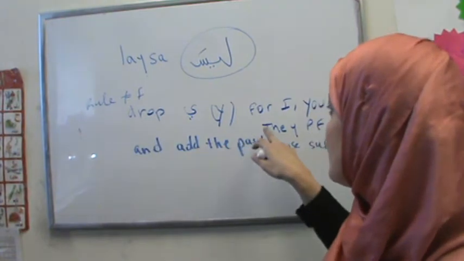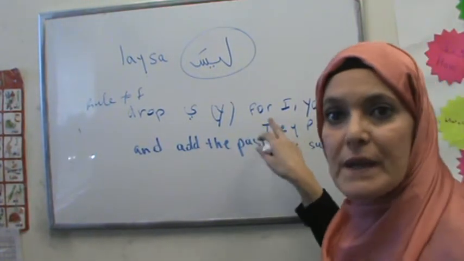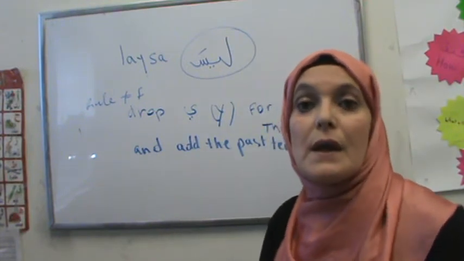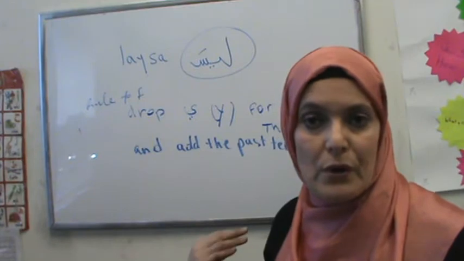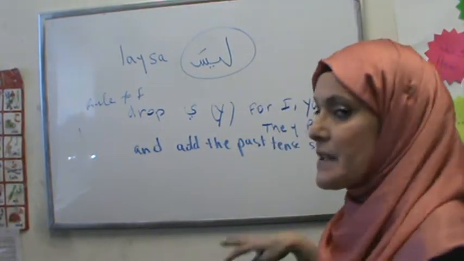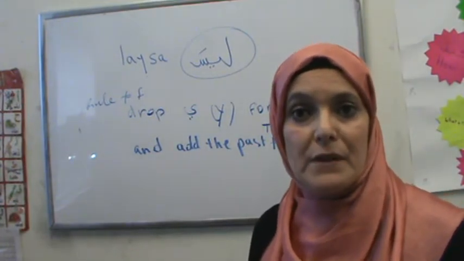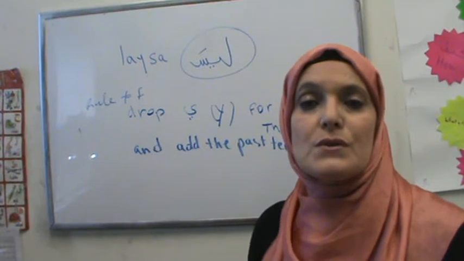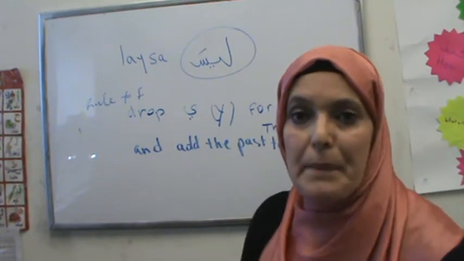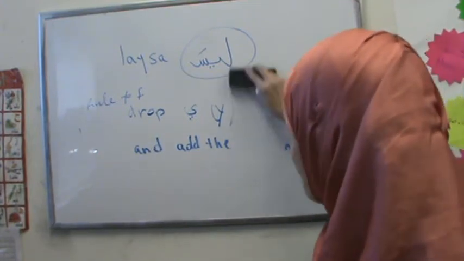I drop the ya for I and all the yous. When I say yous, like enta, enti, entuma, entum, and for hunna, the plural female. And I add my past tense suffix. If you have watched my video on the past tense, you see what I am talking about, adding the past tense suffix.